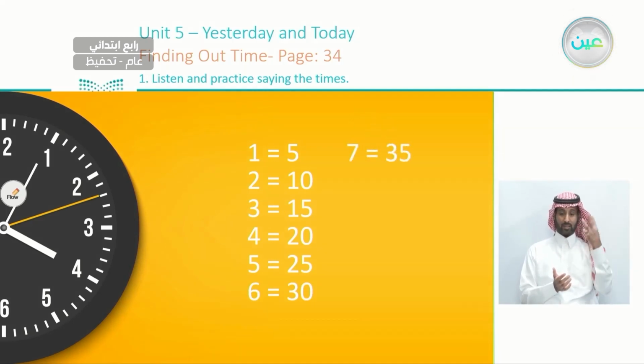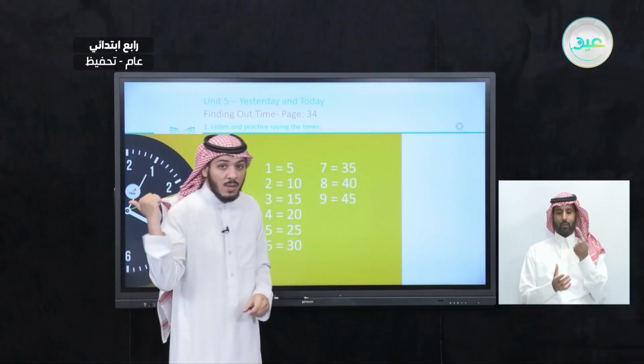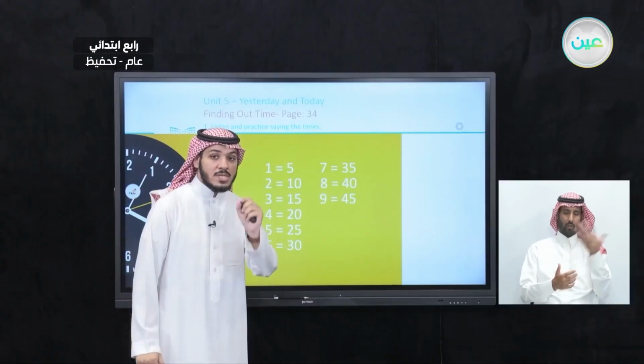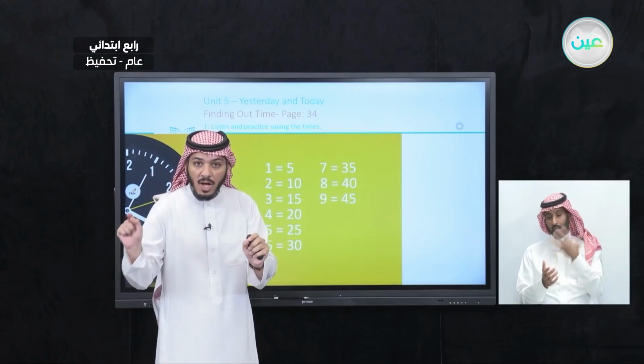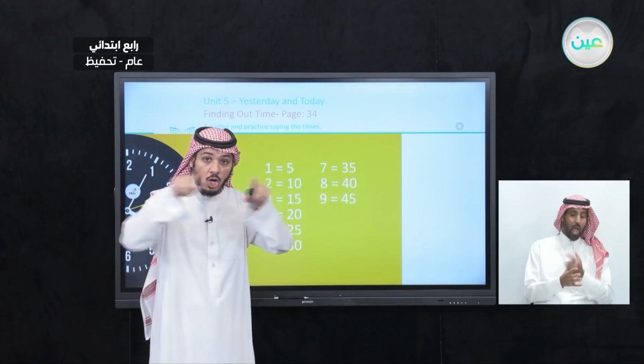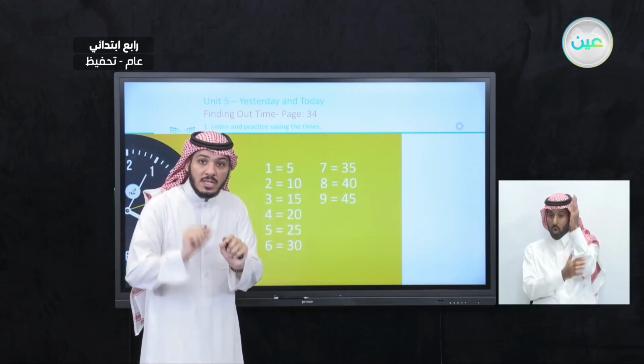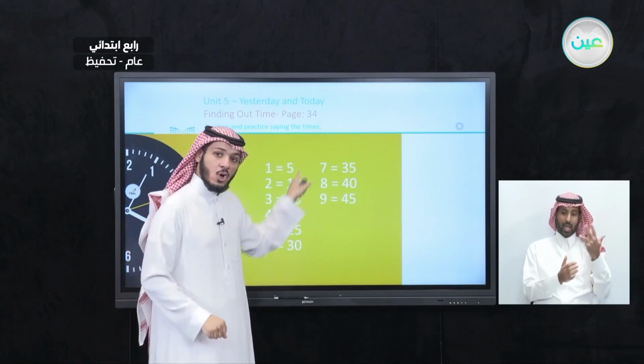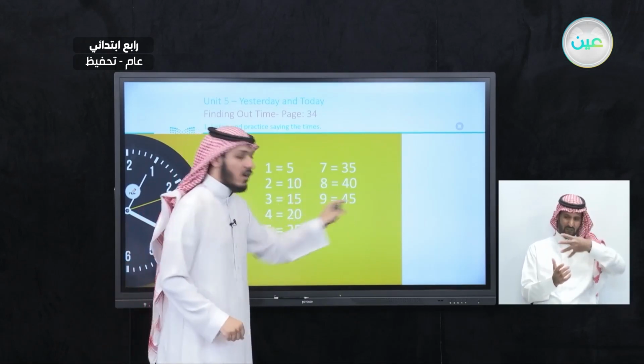35. Excellent. So we have 35 minutes. What about number 8? 40. Excellent. We have 40 minutes. What about number 9? 45. Excellent. So this is the time we talk about when we say 5:45. Why? Because the long hand is on number 9. Do you remember? On number 9. So we have 45 minutes.